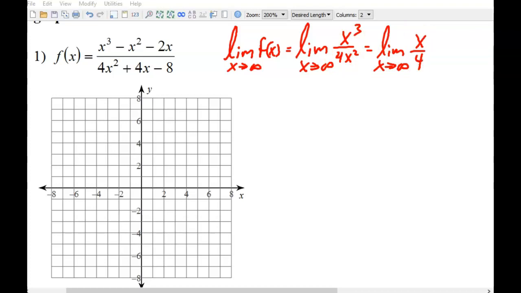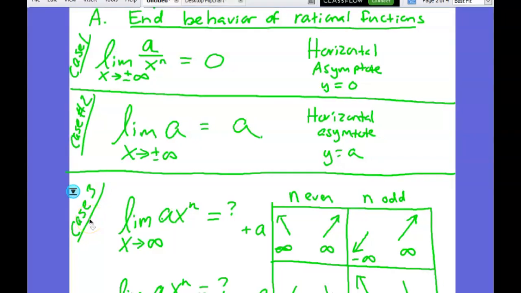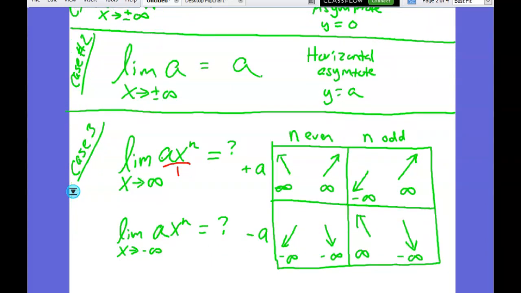Okay? Now that kind of fits case 3 here. In case 3, if you want to think of this as over 1, the x is in the numerator. Okay? Now in that case, you have a polynomial type of situation going on here. So we're going to use our polynomial chart. What we're going to look at is the sign of the number. Is it positive or negative? And we're also going to look at the power and determine whether it's odd or even. Okay? And then after that, we're going to use our chart.